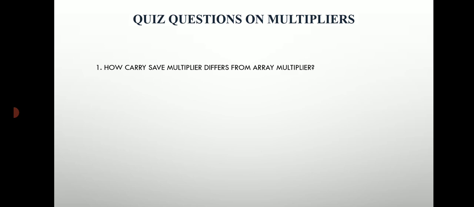Quiz question on multipliers: How does the carry save multiplier differ from the array multiplier?